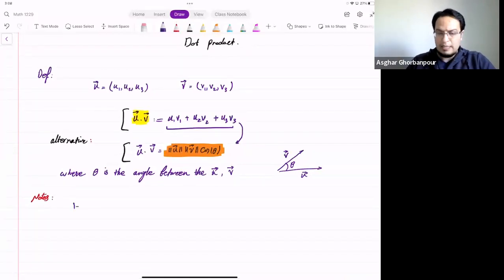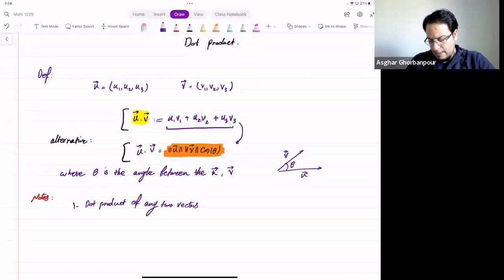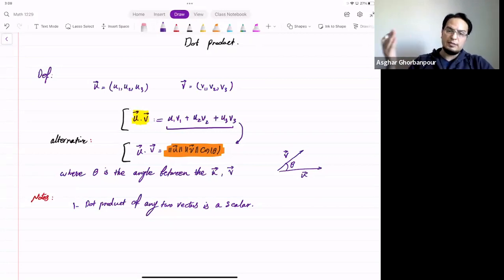That first, the dot product of two vectors, any two vectors, is a number or a scalar. It's a number, it's not a vector. And it can be done for vectors with two components, vectors with three components, vectors with n components. The way it's done is very similar to what we see here. The only thing that matters is that they have an equal number of components.